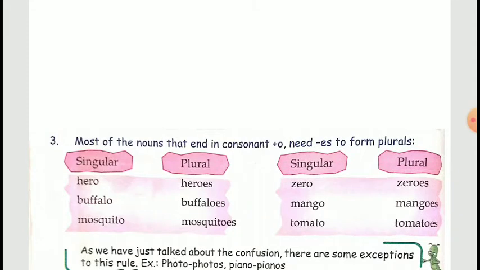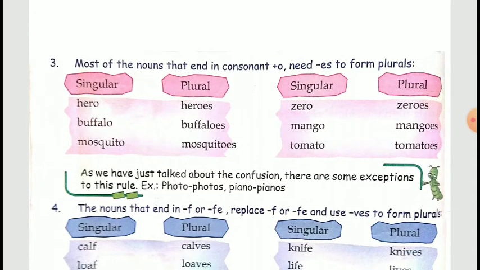The third rule is most of the nouns that end in consonant plus o need es to form plurals. Now, this rule says wherever the letter before o is a consonant. Let's look at the example. The word hero, o is there at the last, but before o there is r, which is a consonant. So all such words which have got o at the last, but before o there's a consonant, you have to add es. Hero, add es becomes heroes. Buffalo, buffaloes. Mosquito, mosquitoes. Zero, zeros. Mango, mangoes. Tomato, tomatoes.